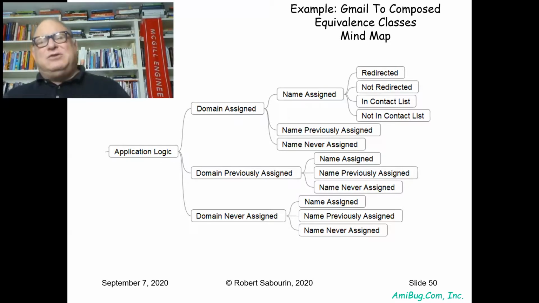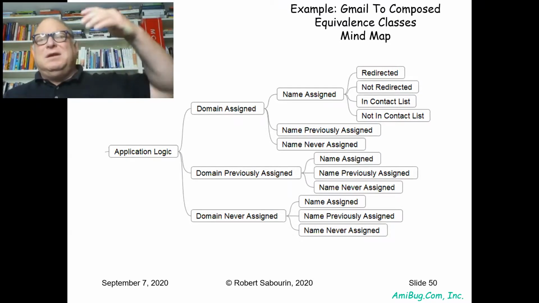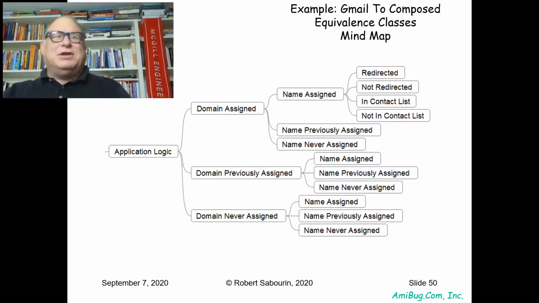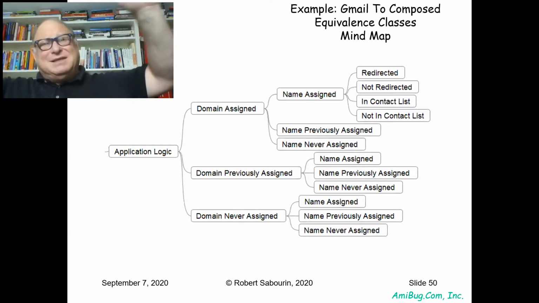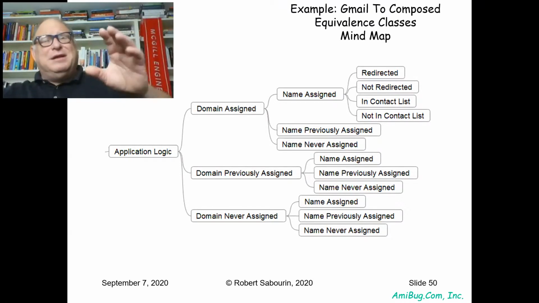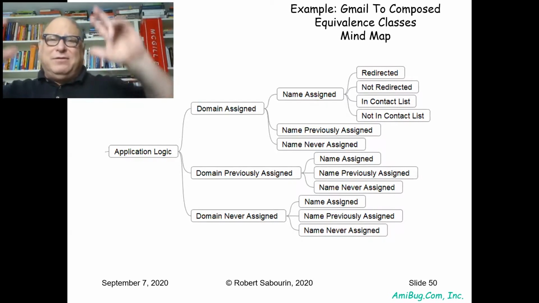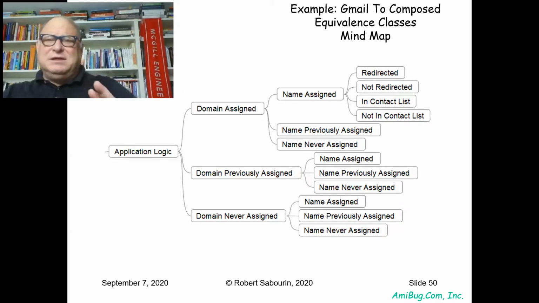Well, an address is broken down into a name at domain. For example, the domain is gmail.com, the name is robsab. So for application logic, we're going to start with the domain. And we say, well, is it a real domain? So is the domain assigned? Has the domain ever been assigned but not assigned now? So previously assigned, this happens a lot. And never assigned. So you have domain assigned, previously assigned, never assigned.